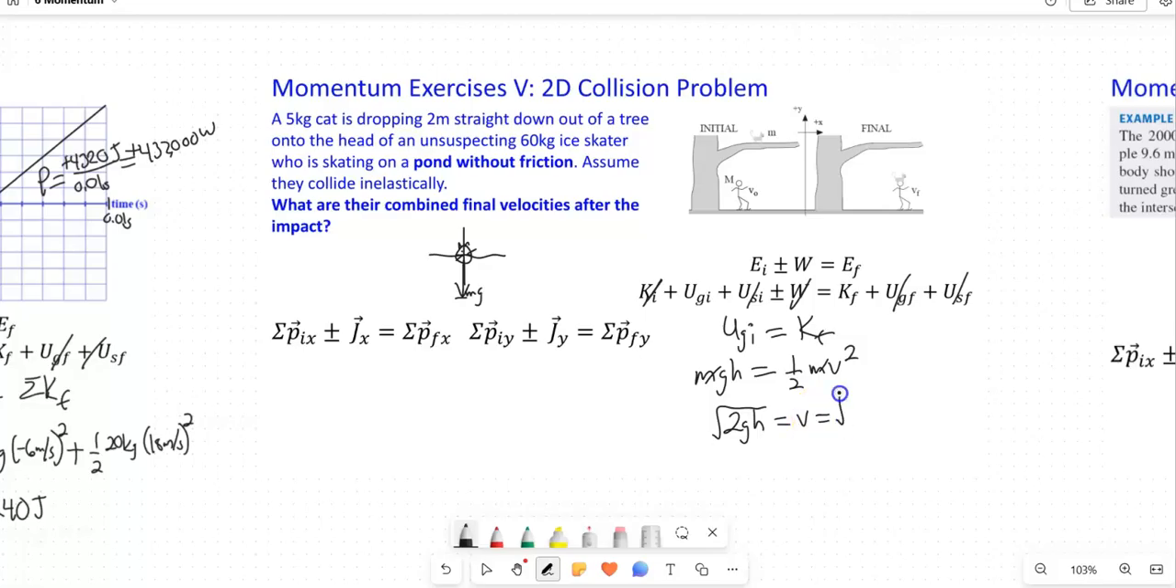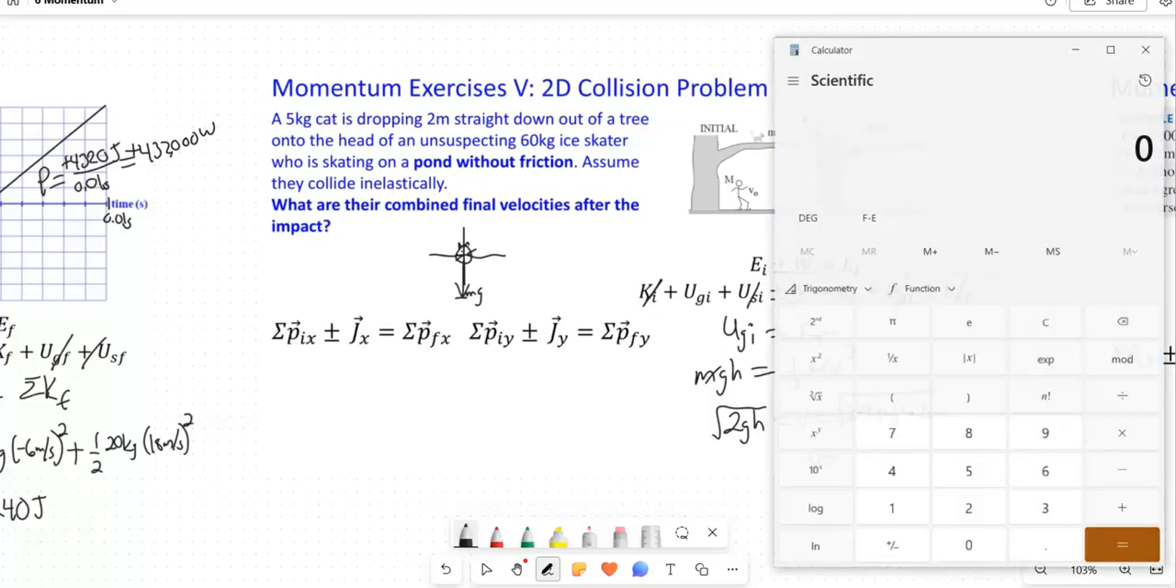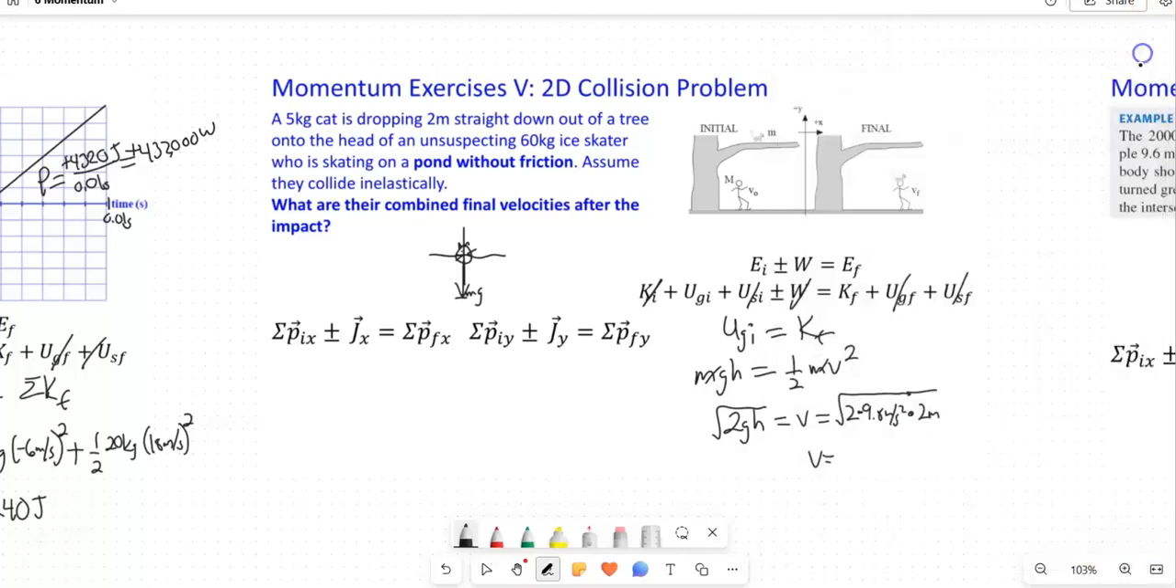So let's go ahead and put in 2 times 9.8 meters per second squared times the height, which is 2 meters. So we're going to figure out the velocity of the kitty cat right before he lands on your head. Okay? So what is that? 4 times 9.8 and square root it. So 6.26 meters per second. So that's how fast the kitty cat is going right before he hits your head.